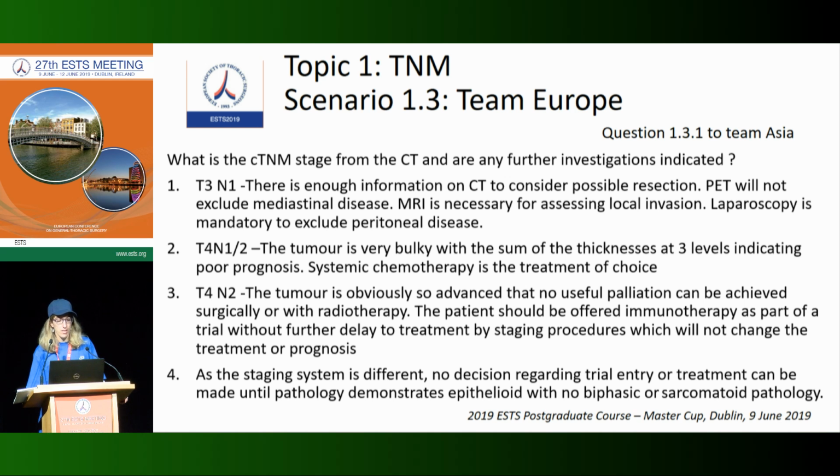T4N1 and T4N2, the tumor is very bulky, with the sum of the thicknesses at 3 levels indicating poor prognosis, so systemic chemotherapy is indicated. T4N2, the tumor is so advanced that no useful palliation can be achieved with surgery or radiotherapy. The patient should enter a trial of immunotherapy and no further delay to treatment should be done by staging procedures that will not change the treatment or prognosis. As the staging system is different, no decision regarding trial entry or treatment can be made until the pathology demonstrates epithelioid and not biphasic or sarcomatoid pathology.